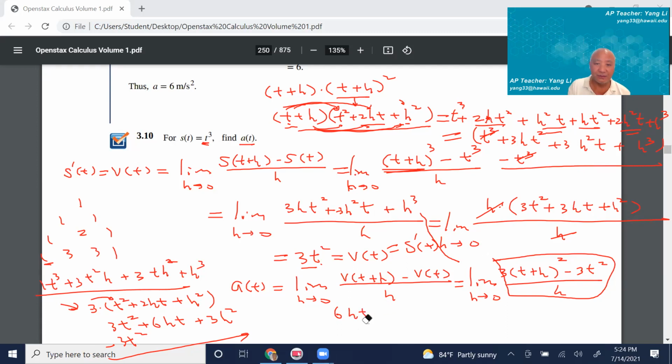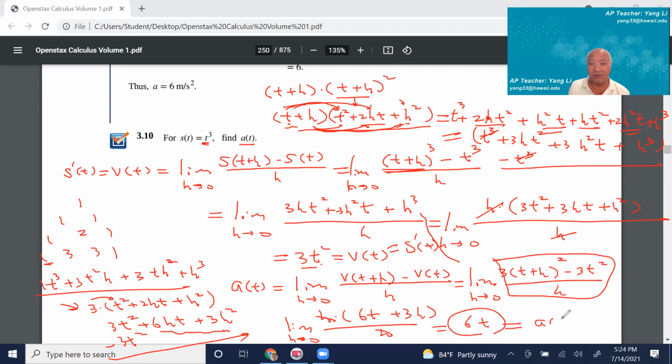Oh, faster way is this. You just get this part now. And this part you can take the h out. So you're gonna have 6t plus 3h divided by h, and the limit as h approaches 0. And then from here, h cancels. So you're gonna have this now. And then you plug in h equals 0 here, 3 times 0 is 0. You got 6t. This is acceleration.